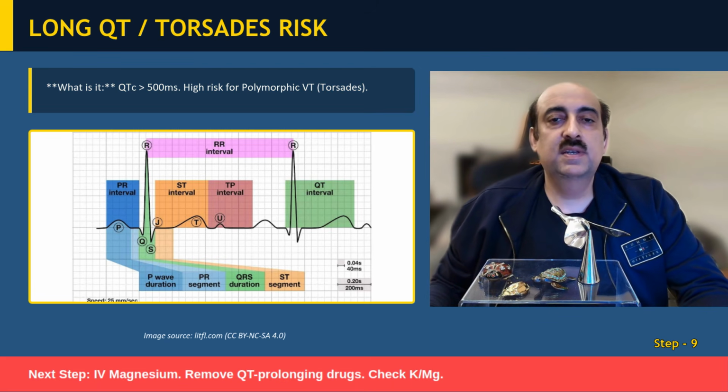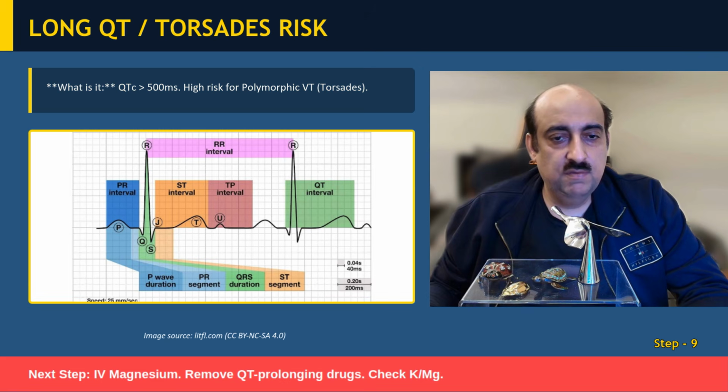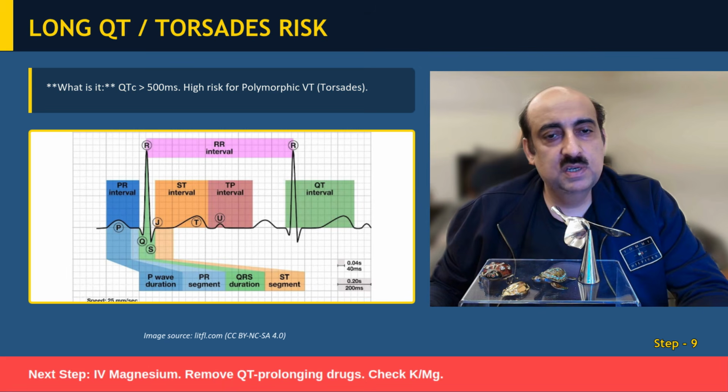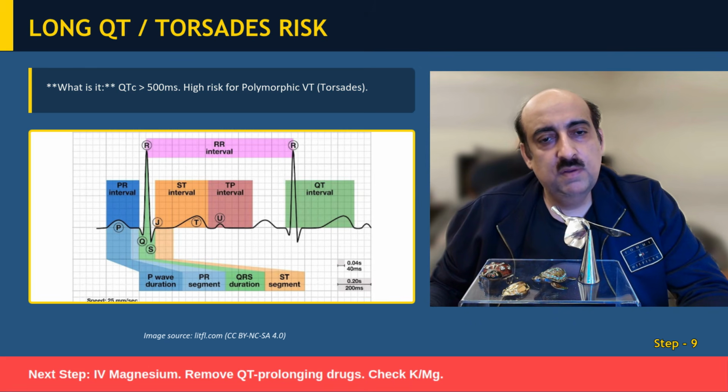This next slide is a diagrammatic representation from Life in the Fast Lane, which beautifully describes the different segments. If you look at the QT interval, the one highlighted in green, it's from the start of the QRS complex, includes the whole QRS complex, and it includes the ST segment and the T wave until the end of the T wave. So this is the QT interval for clarity.